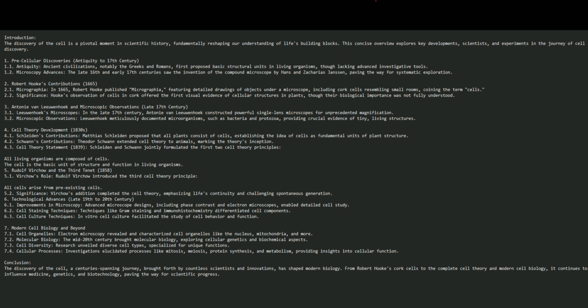Cell diversity. Researchers have uncovered the incredible diversity of cell types, each specialized for specific functions, from neurons in the brain to red blood cells transporting oxygen. Cellular processes. Studies have elucidated cellular processes such as mitosis, meiosis, protein synthesis, cell signaling, and metabolism, providing insights into how cells function and respond to their environment.